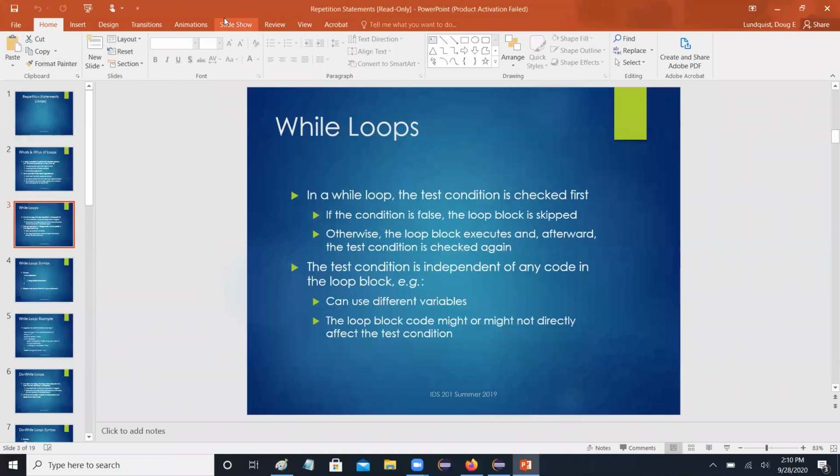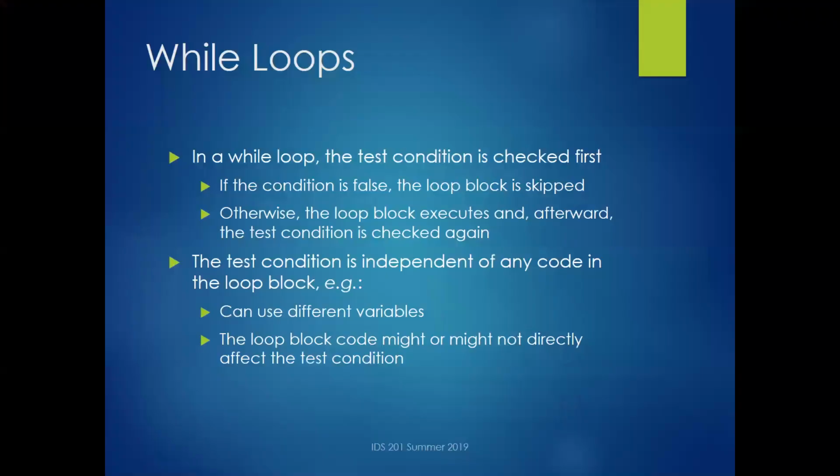Okay, so start off with the while loop. So again, in the while loop, you test the condition first. If it's false, the loop block gets skipped. Otherwise, you execute the loop block and you go back and check the condition again. Now, the test condition doesn't have to be related to any code in the loop block. You can use different variables. And in fact, the loop block code might or might not directly affect the test condition. So the test condition can be any Boolean expression, right? It could be a call to a method that returns a Boolean. As long as it's a Boolean, that can be included.